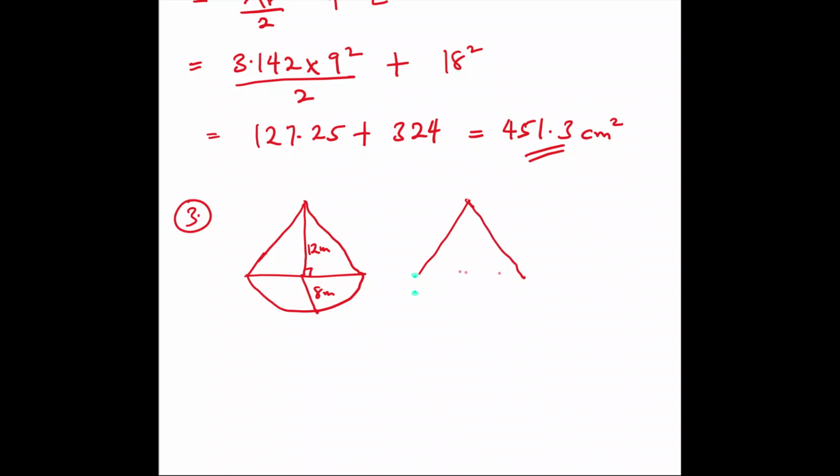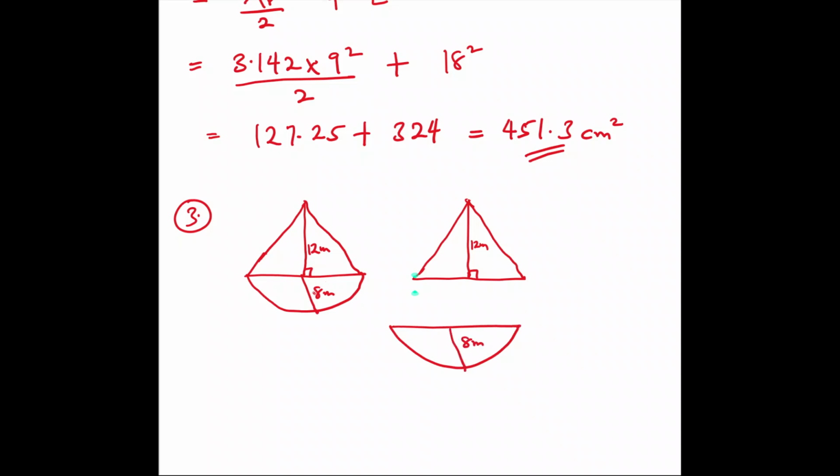So we have the triangle. Let's draw the triangle. The triangle is like this. The height of this triangle is 12 meters. Okay. So the semicircle is like this.